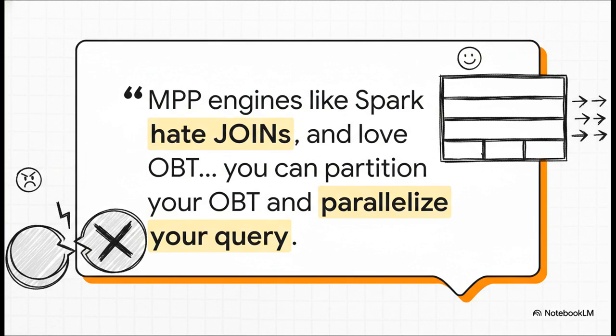Joins are slow, they take a ton of resources, but what these systems are absolutely amazing at is scanning huge tables in parallel. A flat table plays right into that strength. You can chop it up, give a piece to 100 different computers, and get your answer back at lightning speed.